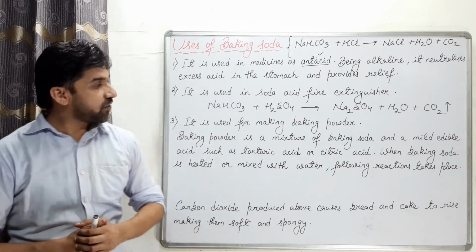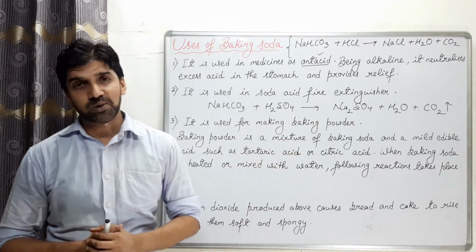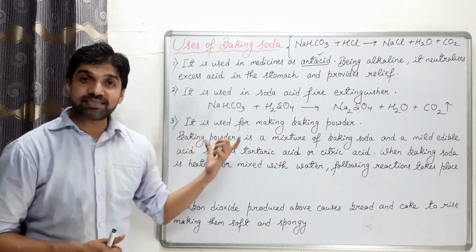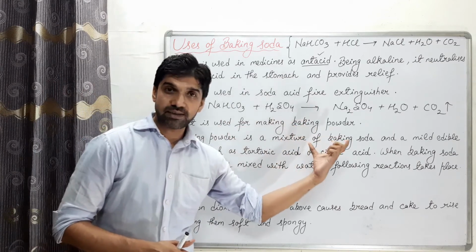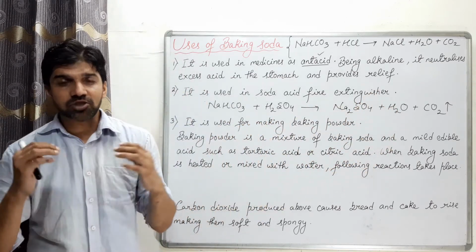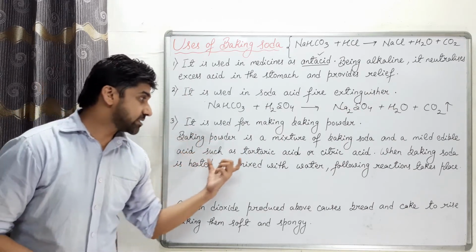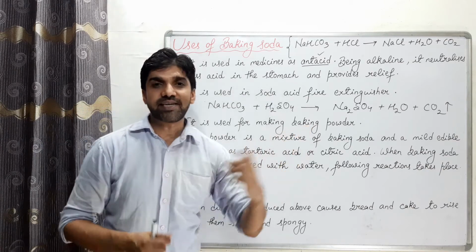It is used for making baking powder. अब ये बेकिंग पाउडर क्या होता है? Baking powder is a mixture of baking soda and a mild edible acid. एडिबल क्या होता है? जो हम खा सकते हैं, खाने लायक हो. Edible acids such as tartaric acid or citric acid.